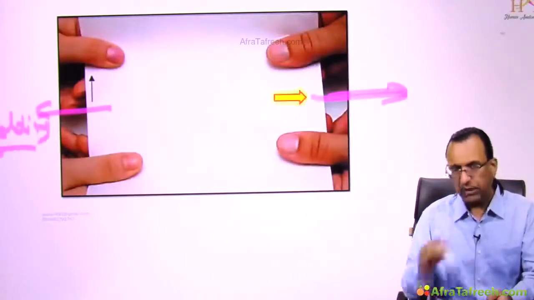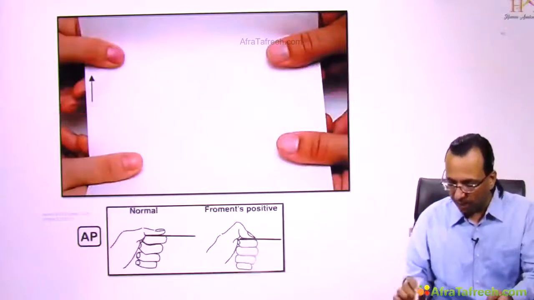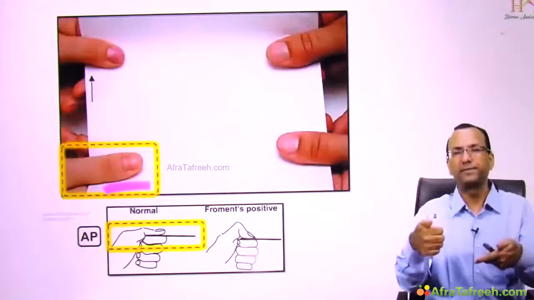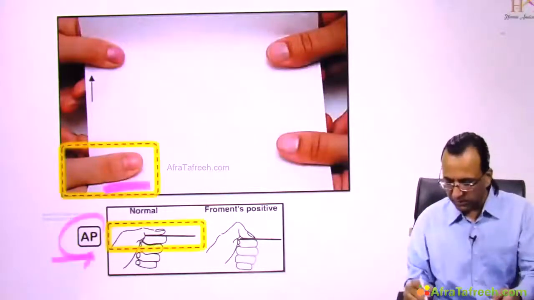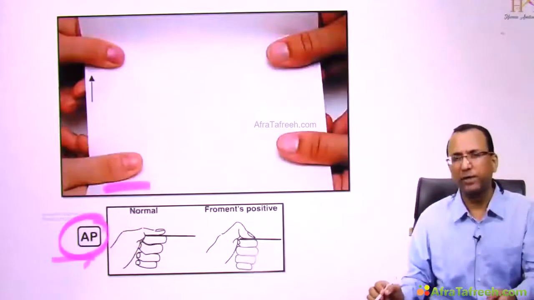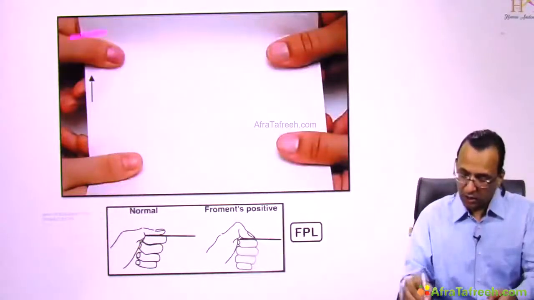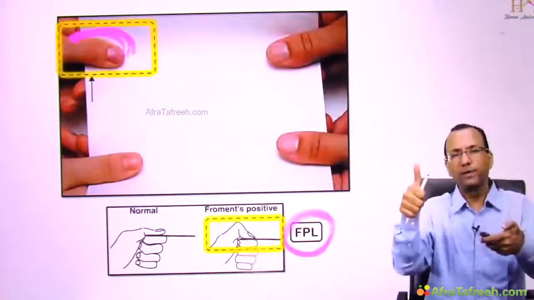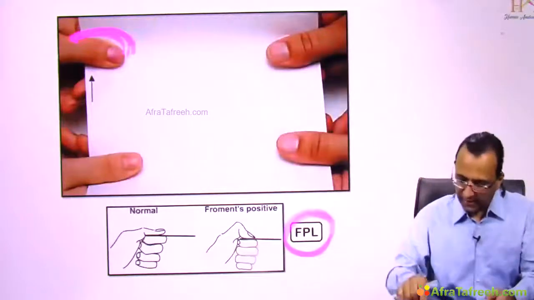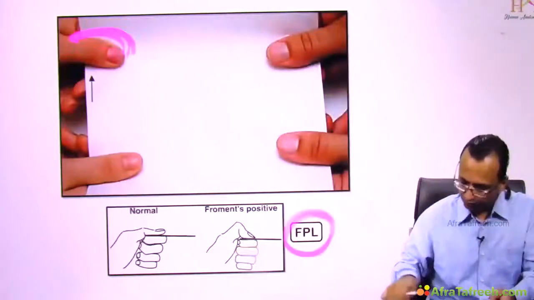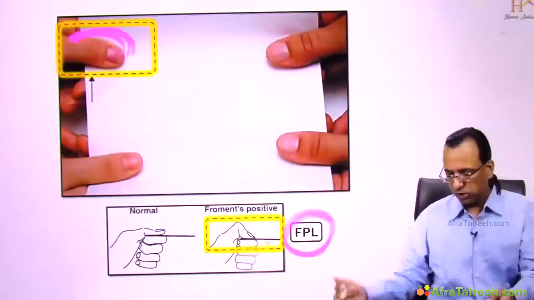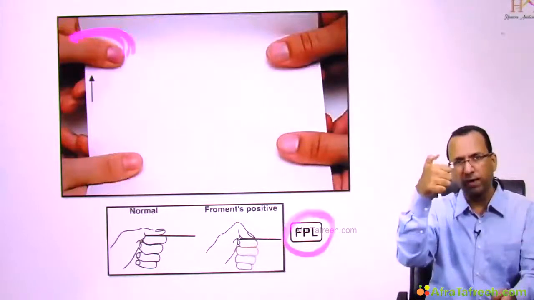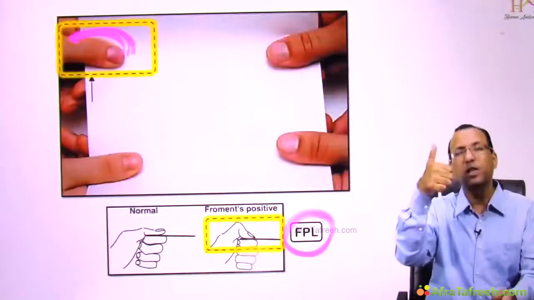Then you will notice that the normal adductor pollicis will hold the paper or card. So the adductor pollicis helps the patient to hold the card. But can you see the other side? The thumb is flexing. Flexor pollicis longus is working to hold the paper. Oh, the thumb has folded? Yes, to hold the paper. Why is it folded? Because the patient is using flexor pollicis longus, the median nerve, to hold the paper. But why is the patient using the median nerve? Because the ulnar nerve is injured.